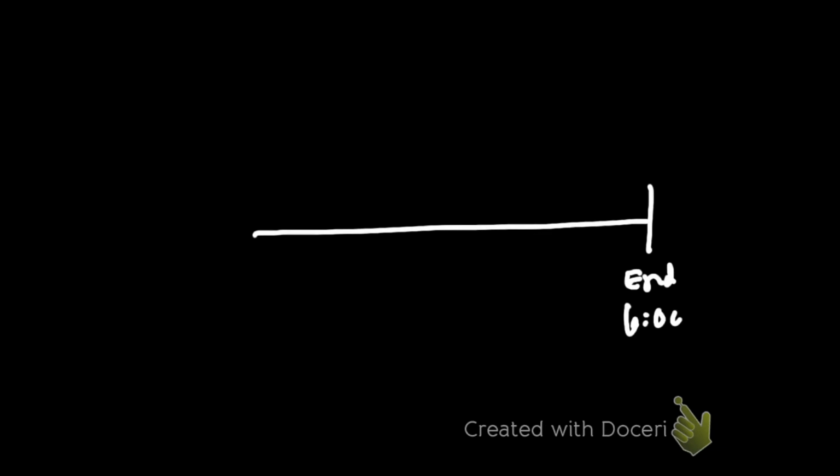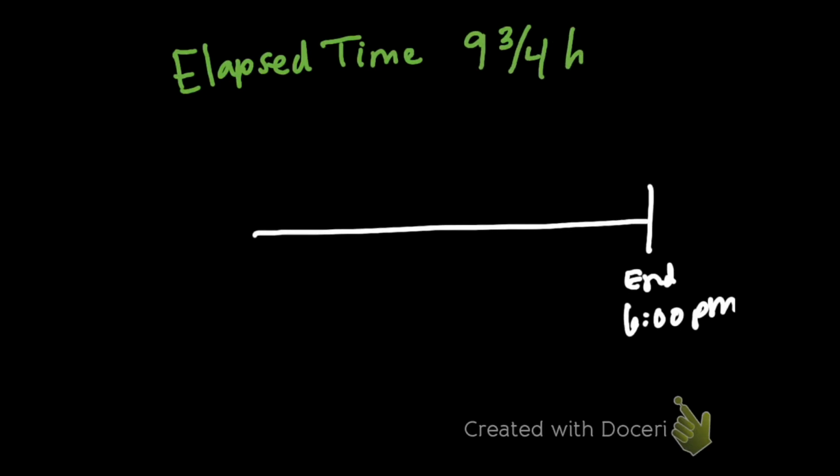Let's work backwards. What if we're given an end time of 6 p.m. And the elapsed time that was provided, or time that passed, was 9 3/4 hour. Yeah, I'm bringing in those fractions. Well, when did things start? So, let's start small.